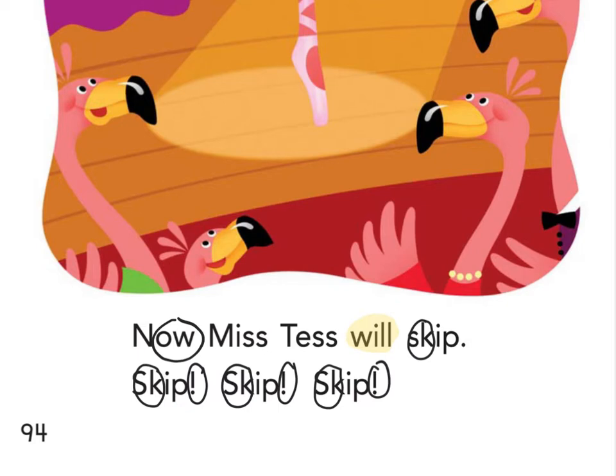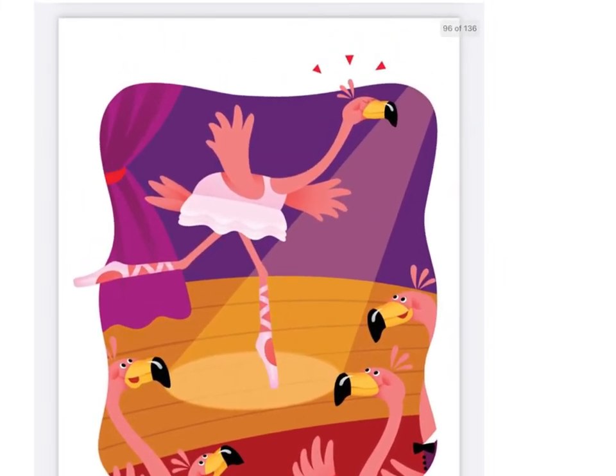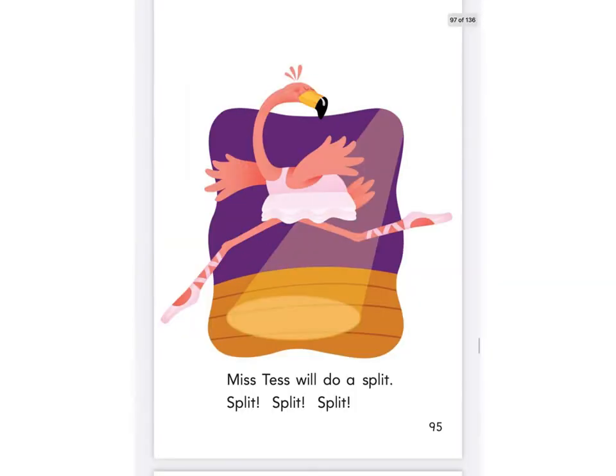Okay, fingers ready. Under the word now. Ready and read. Now, Miss Tess will skip. Skip, skip, skip. Good. So, at first she was standing still. Now what's she doing? Skipping. Yes. Are the audience members liking how she's dancing? Yeah, looks like they're smiling and clapping. Right, next page. Woo, she's jumping up.